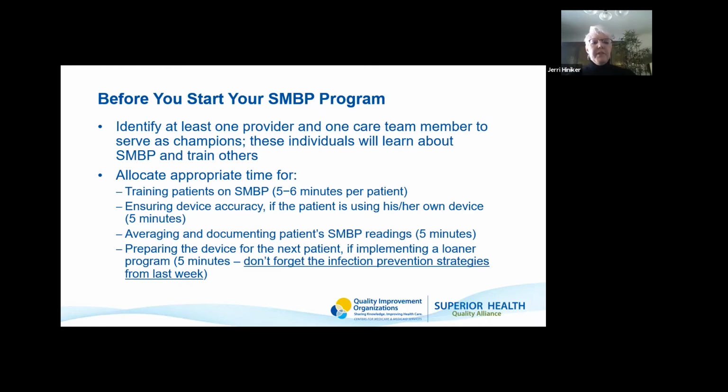You want to look at averaging and documenting the patient's SMBP readings. That's usually 5 minutes. We'll talk a little bit more of that, but as you know, we want them taking more than one blood pressure. So you want to make sure they're taking them, and then you can average those. And then also you want to allow 5 minutes to prepare the device for the next patient. And also make sure you're allowing time, if you're doing a loaner program, for that. You don't want to forget the infection prevention strategies that we learned from last week, to have time to put those in place between your patients.